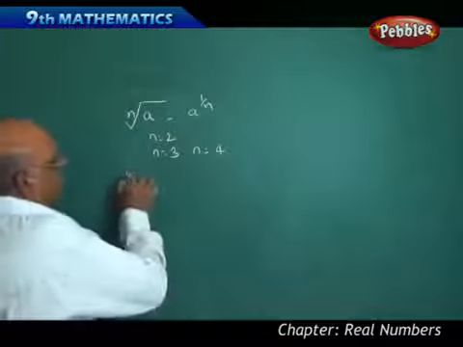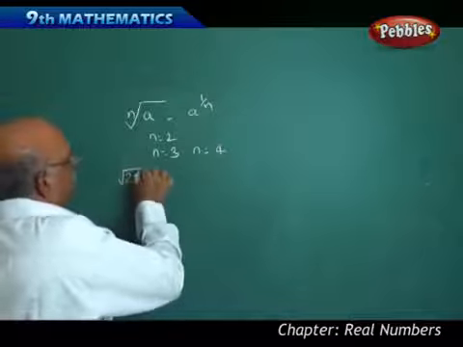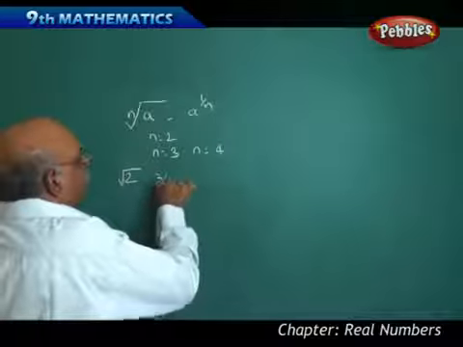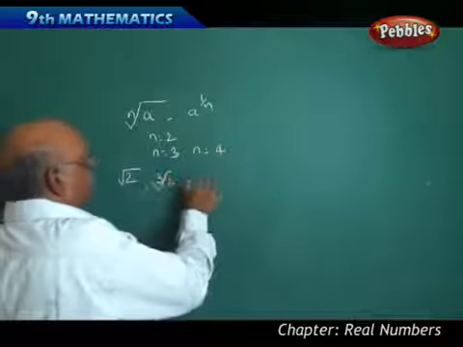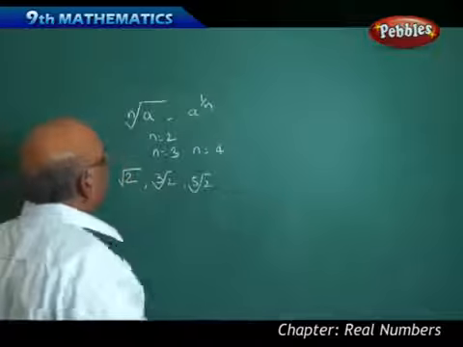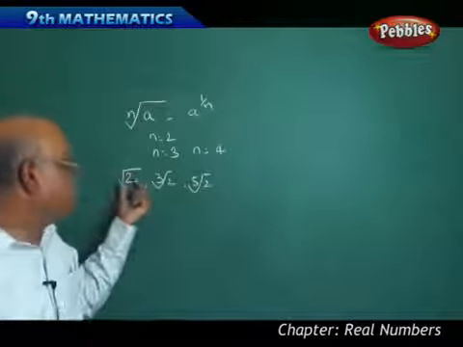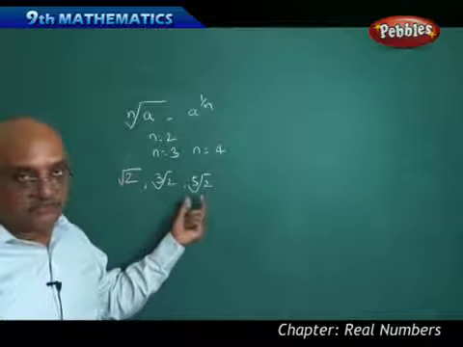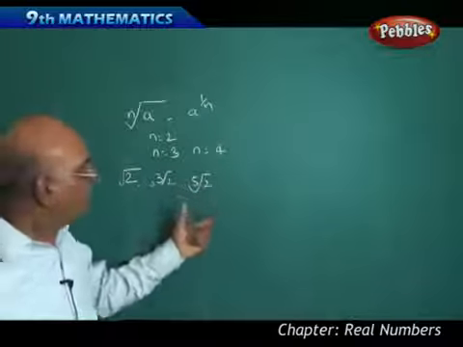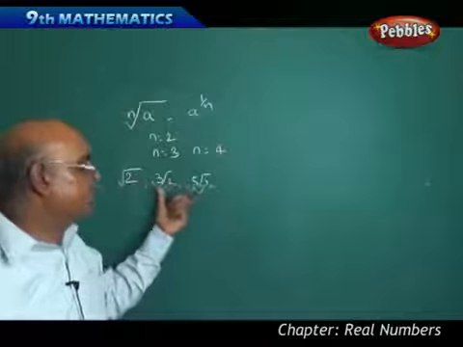Suppose I have root 2 as well as 3 root 2, cube root of 2, and in the same manner fifth root of 2. These are all called like surds. That implies the same number is there under the root, but the powers are differing. Therefore, we can say that these are all like surds.